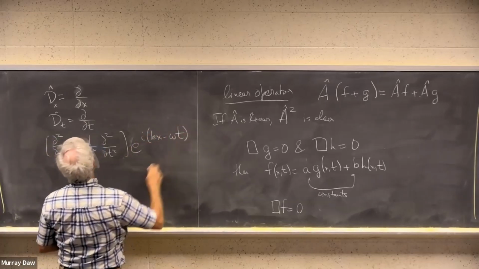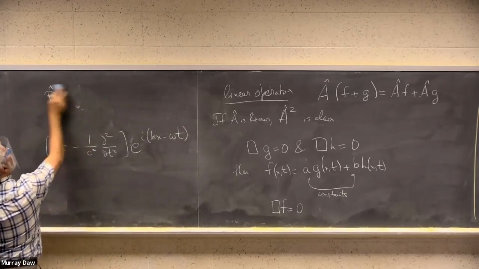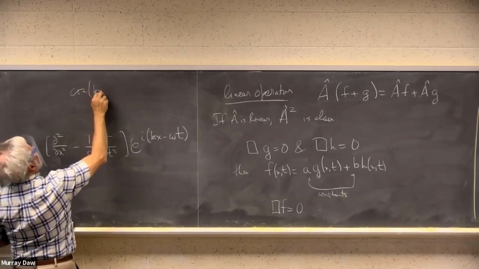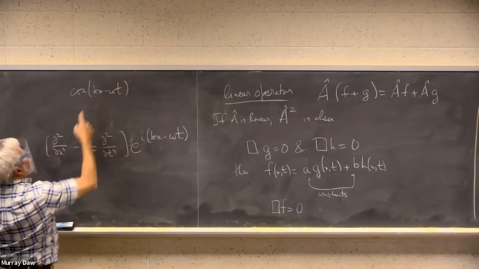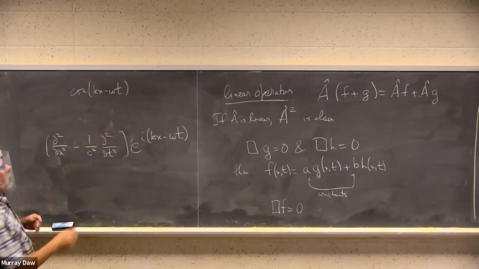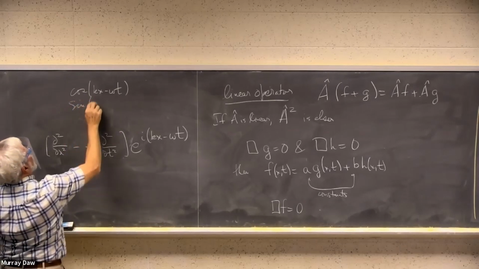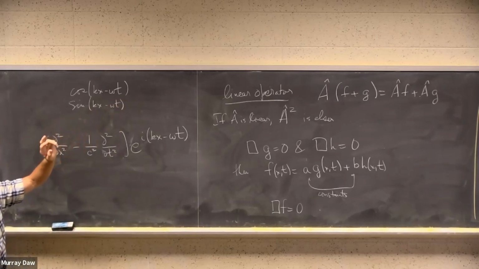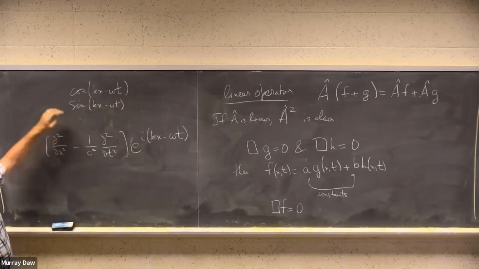Complex could also be written as cosine kx omega t. If I flip the sign, I also get a solution. Sine kx minus omega t is also a solution. If I flip the sign here, it's also a solution. Cosine and sine are independent solutions.